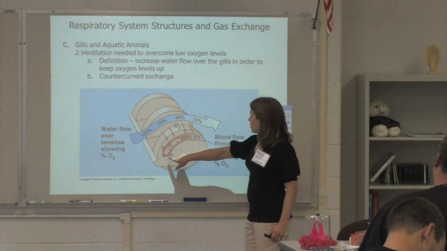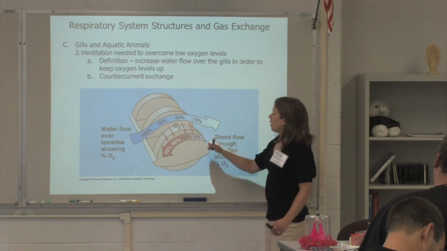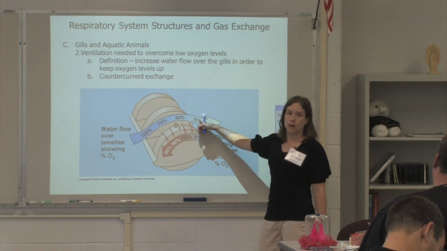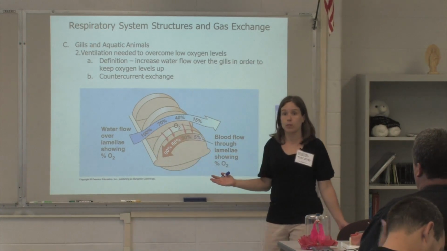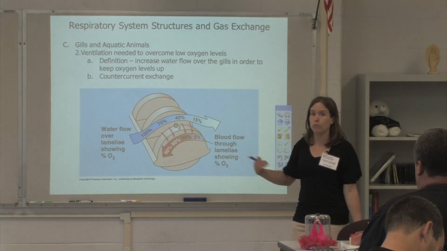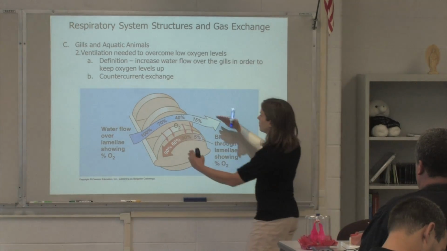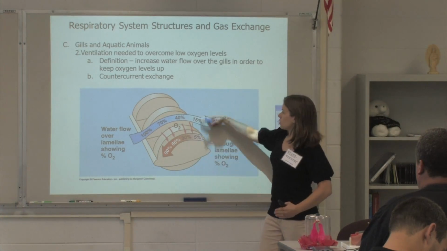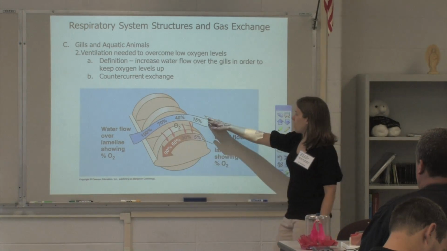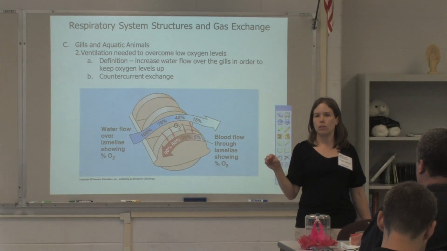If you can imagine this red arrow going instead in this direction, here we would only have 15% oxygen in the water, 90% oxygen in the blood, and we wouldn't have a diffusion gradient anymore favoring the movement of oxygen from the water into the blood. So by having this countercurrent flow, there's always a concentration gradient favoring the movement of oxygen from the water into the blood. Is everyone okay with that?